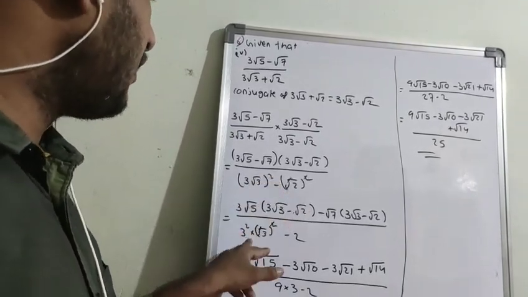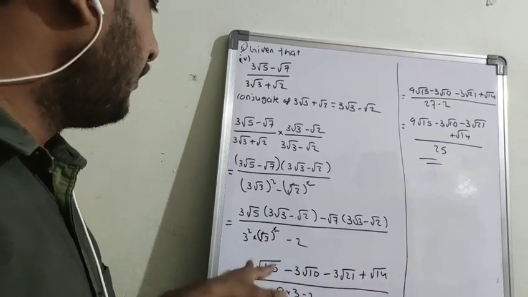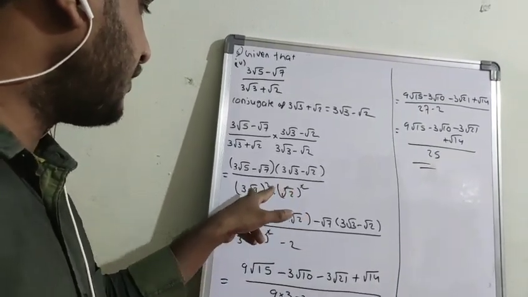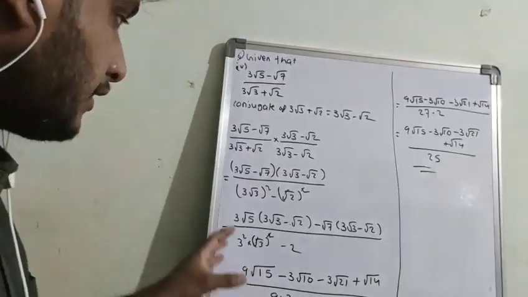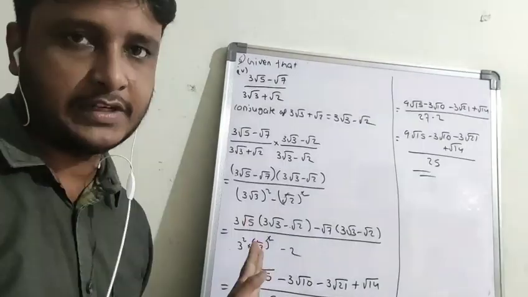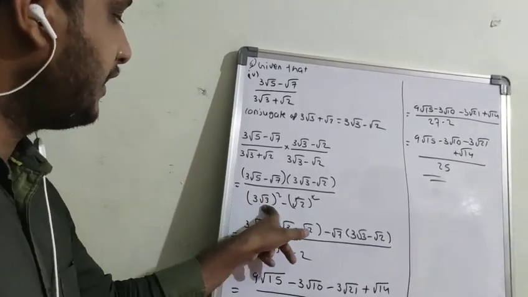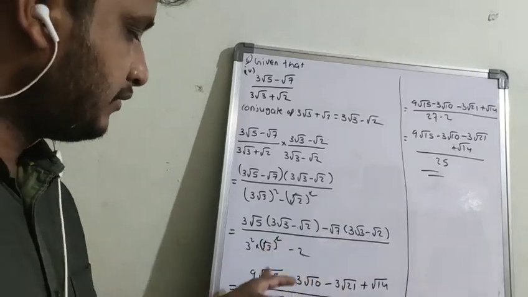While applying the square, you have to apply it to the 3 as well as the root 3. If you directly cancel the square and the root, the answer will become wrong. These are common mistakes done by students. Be very careful at this point, and while multiplying, that is very important.